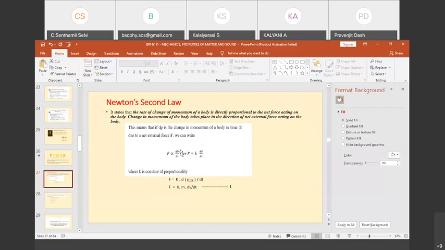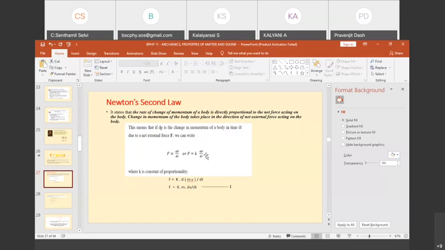Momentum is denoted by P. The rate of change of momentum, dP by dt, is directly proportional to the force acting on the body. This is Newton's second law. So Newton's second law shows the relation between momentum and force. So F is proportional to dP by dt. If you are removing the proportionality, you have to add some constant. K is the constant of proportionality.